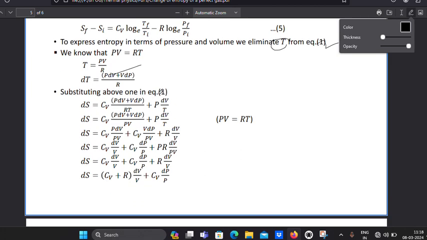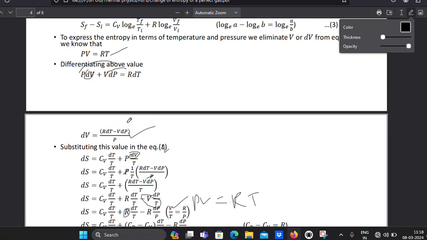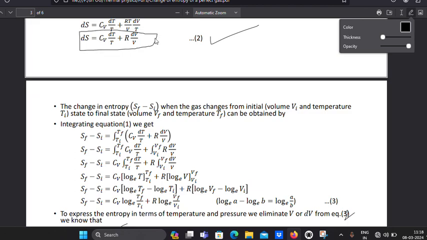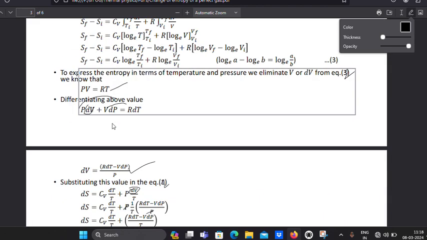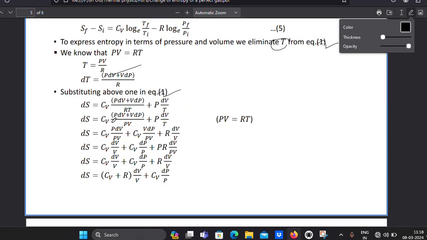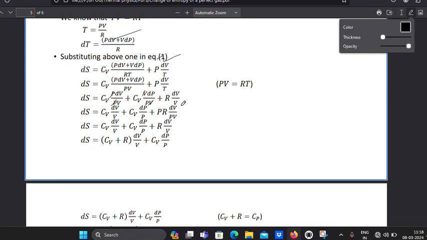Now substitute this value in equation 2. So in the place of dT I have substituted. Equation 2 once again, this one, dT by T, in the place of dT I have substituted. Now again separate these two things. Before that we have to write here, RT is there, and in the place of RT we can write PV. So separate now. By separating, these two get cancelled, and here also the volumes get cancelled. Here Cv, and R by V.